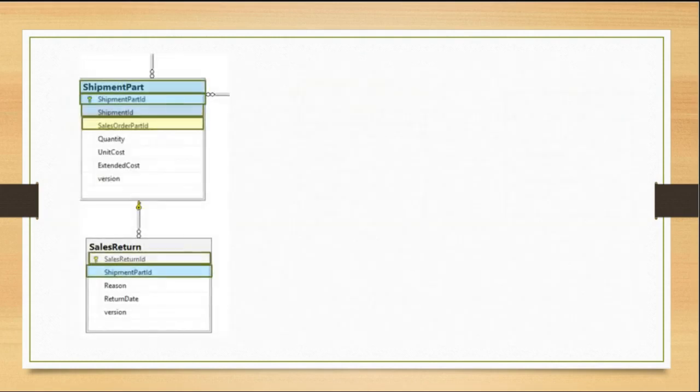So let's start with the 2 on the left. This would be the sales return and the shipment part. So we'll put together a SQL statement. We don't know what we're going to select yet, so we'll leave that part blank. But we do know we want to start with the sales return table. So we'll select some columns from the sales return table, and we will use the alias of SR for that.